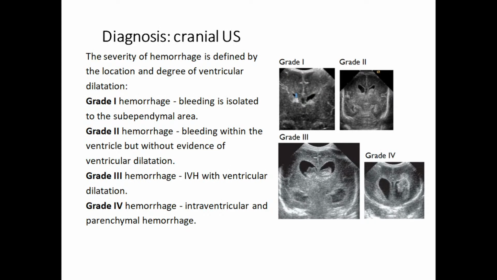Ultrasound. I've mentioned that ultrasound is very important for diagnosing intraventricular hemorrhage. The severity of hemorrhage is defined by the location and degree of ventricle dilatation. Grade 1 hemorrhage, bleeding is isolated to the subependymal area. Grade 2 hemorrhage, bleeding within the ventricle but without evidence of ventricle dilatation. Grade 3 hemorrhage, intraventricular hemorrhage with ventricle dilatation. Grade 4, intraventricular and parenchymal hemorrhage.